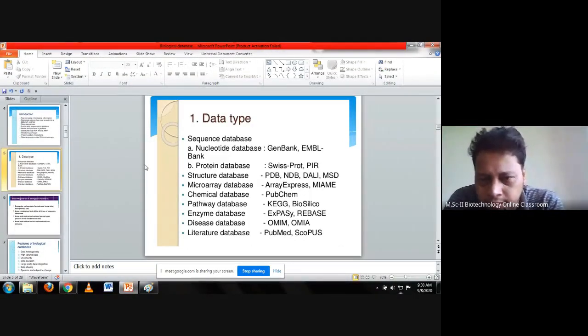Then B is the protein database. Examples are Swiss-Prot and PIR. Then the second part is the structural database. Now structure you can retrieve. Examples are PDB, NDB, DALI, MSD. Then microarray databases are there. Chemical databases: same as biological, they are doing chemical databases. Whatever new molecules they are reporting, they are putting in their databases. Example is PubChem. Then pathway databases: KEGG, Biosilico. Then enzyme databases: Expasy, REBASE. Disease databases: OMIM and OMIA. And literature: I have given the example of PubMed. All the scientific literature is stored in PubMed. And second is Scopus.